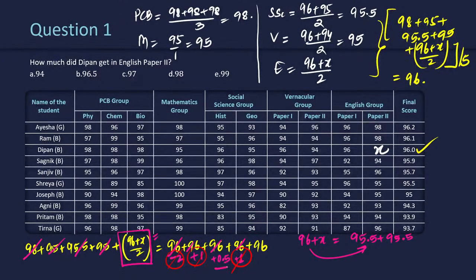So if I have a plus 0.5 here, in order to equate it, I should have a minus 0.5 here. Minus 0.5, 96 minus 0.5, that means this should be 95.5. Okay, so this should be 95.5.